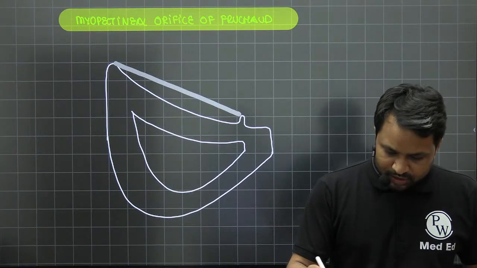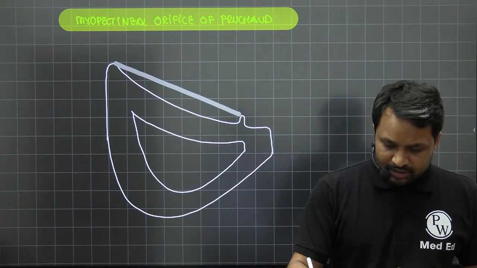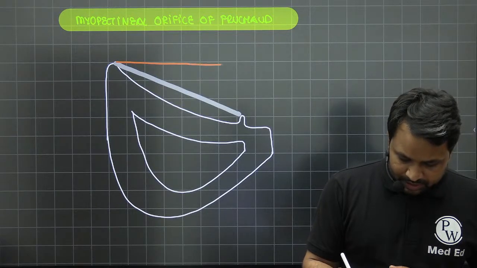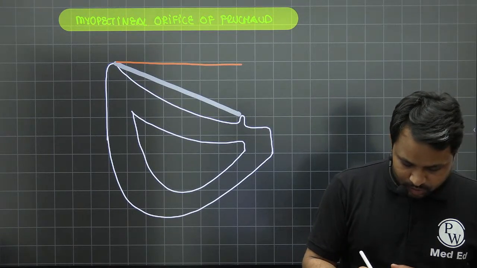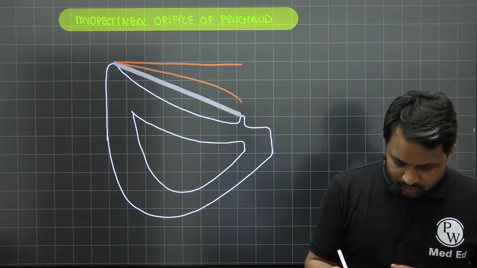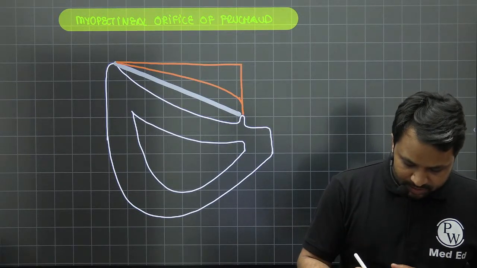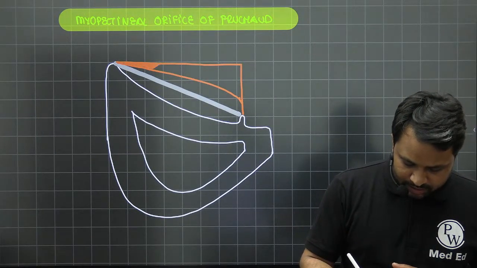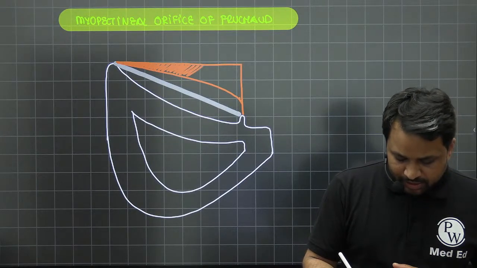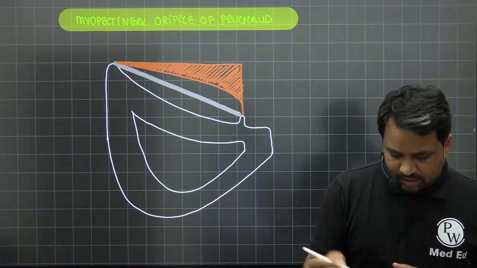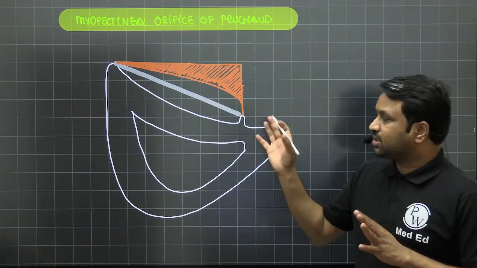Then we also said that when the internal oblique and the transverse abdominis combine, they form a tendon, which arches out like this. This tendinous arch is what we call the conjoint tendon. So the conjoint tendon is actually a combination of the internal oblique and the transverse abdominis.